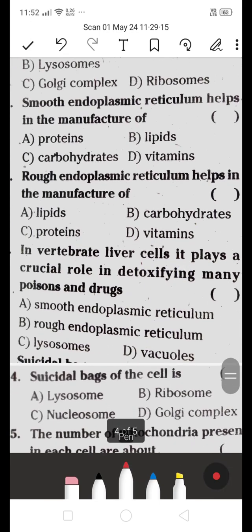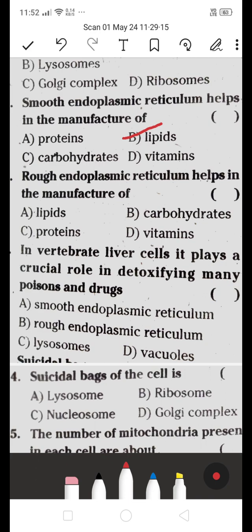Next one: smooth endoplasmic reticulum helps in the manufacture of, is it A, protein, B, lipids, C, carbohydrates, D, vitamins? Which is the right answer? Smooth endoplasmic reticulum helps in the manufacture of lipids. This is the right answer.